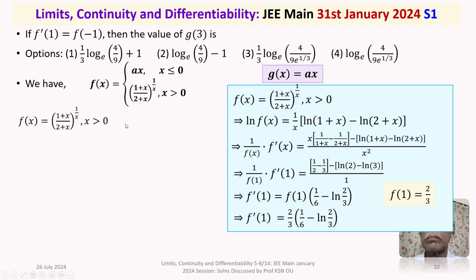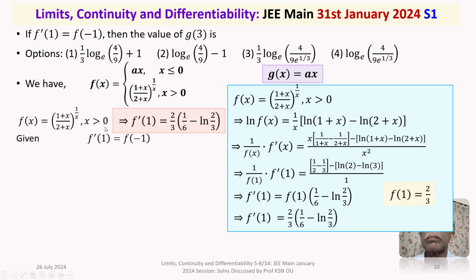So get back to the discussion here. We have already seen f prime 1, it is 2 by 3 into (1 by 6 minus ln of 2 by 3). Agreed. It is given f prime 1 is equal to f of minus 1.